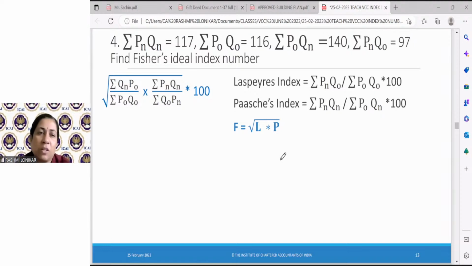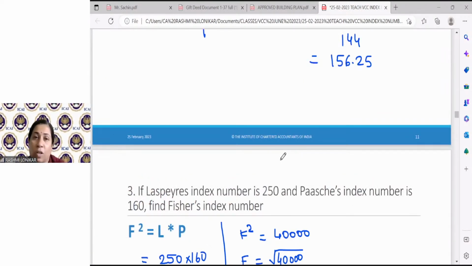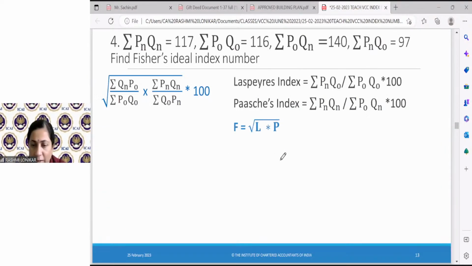So I have summation Pn Qn equal to 117. Okay, so now this was when we were talking about the relationship between the three, that is Laspeyres, Paasche and Fisher, when we already had the values of two and then we had to find the other. But you need to construct that index number also. Right now we had said Laspeyres is 250. How did the 250 come? There is a calculation behind that, and so we are doing that calculation. Okay.